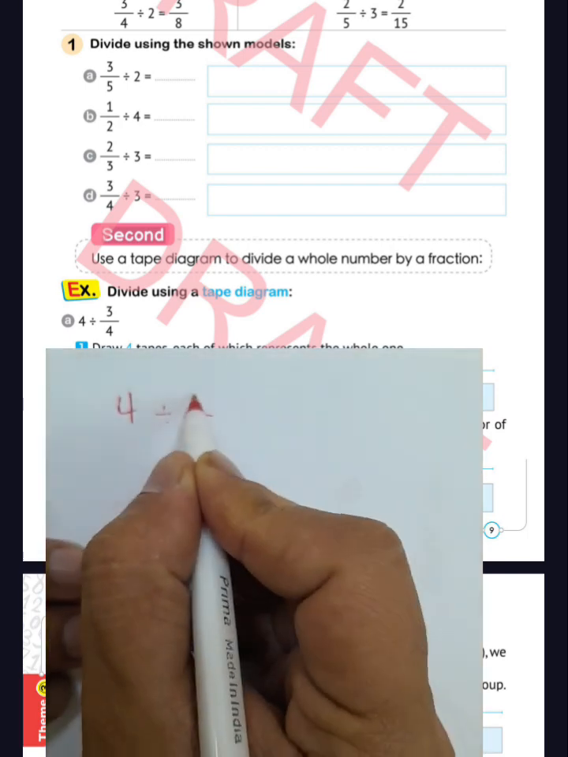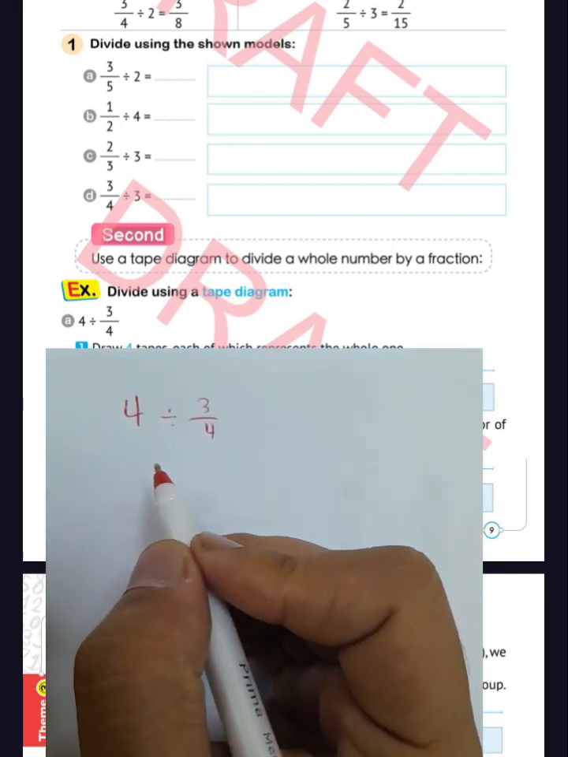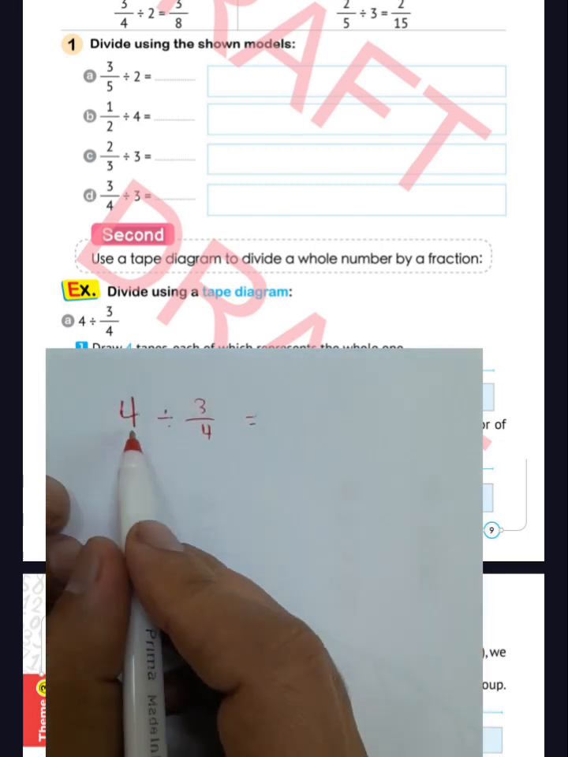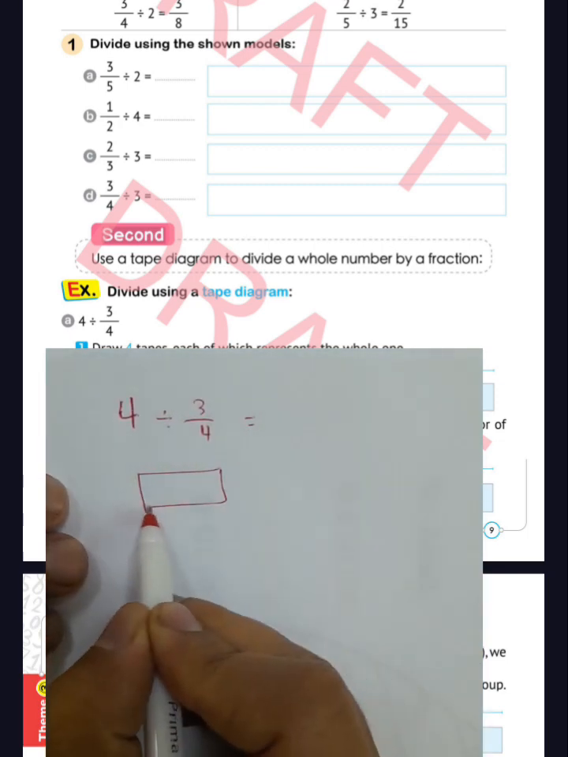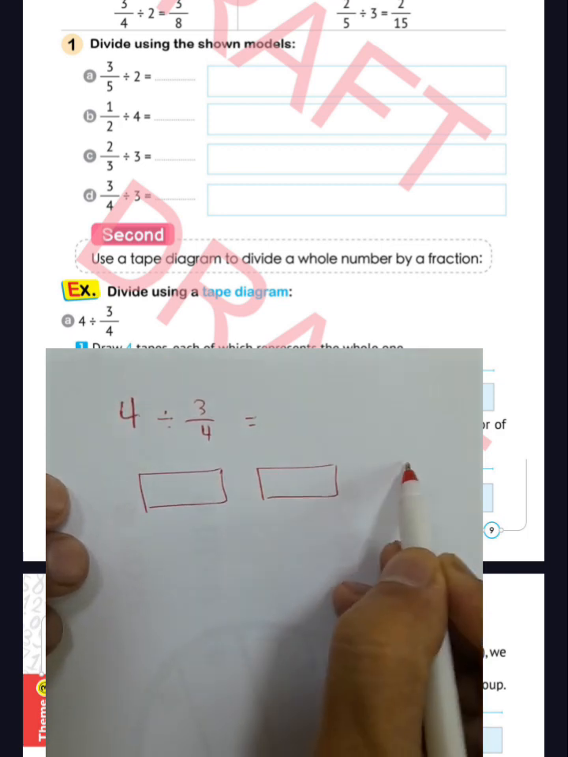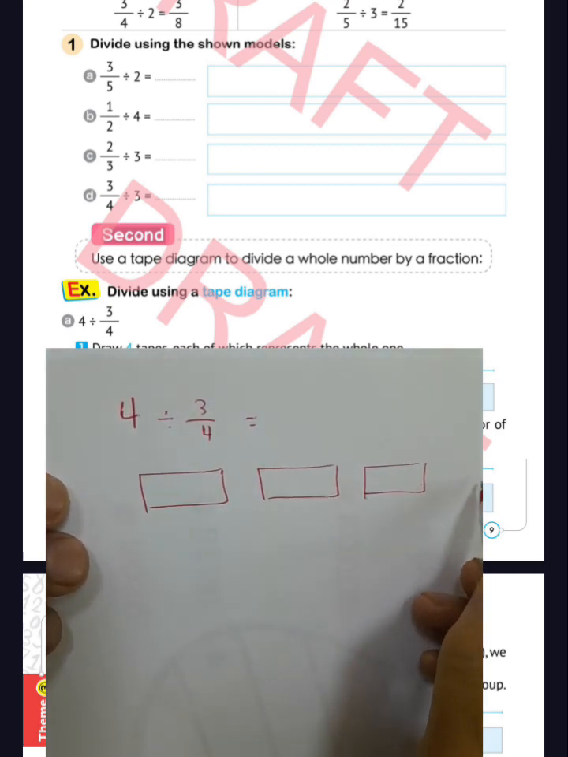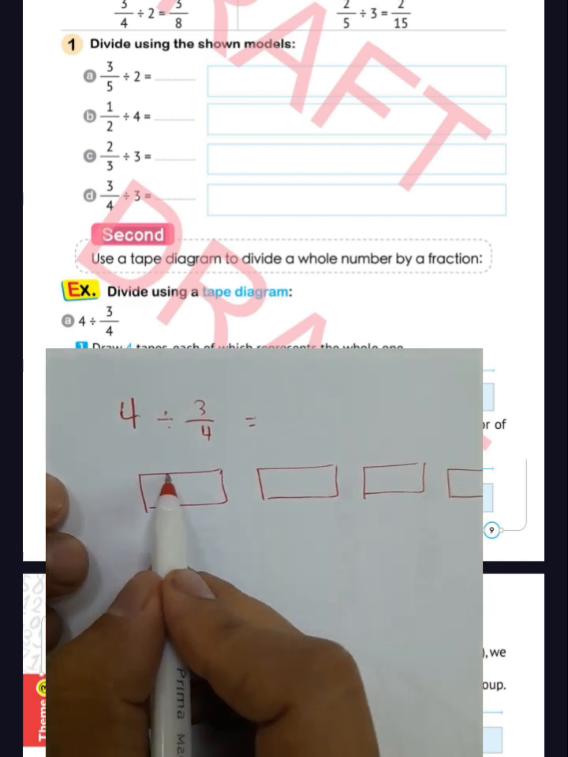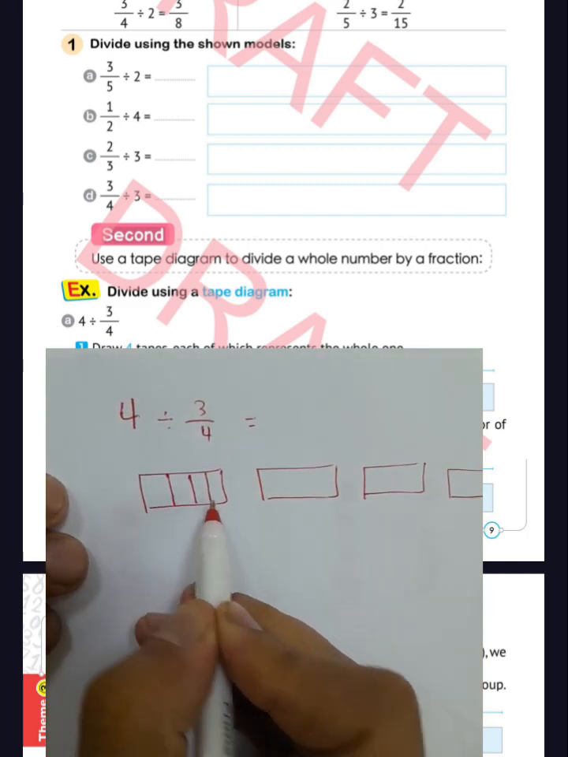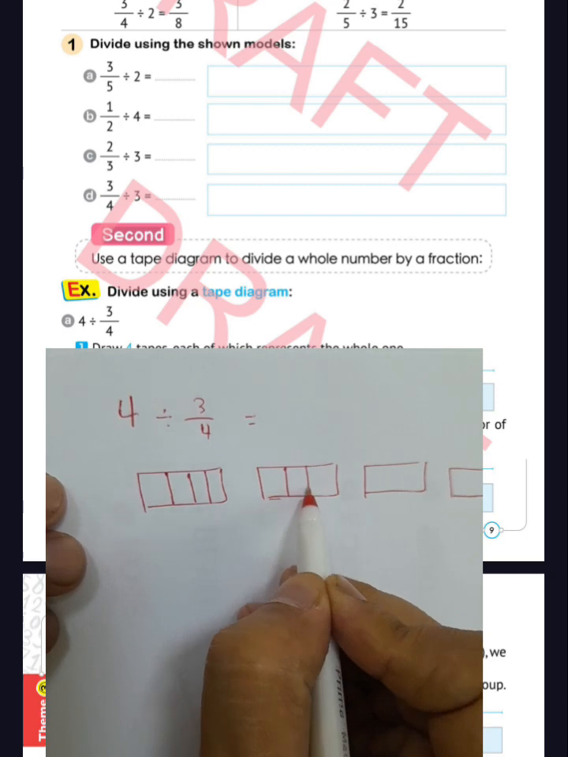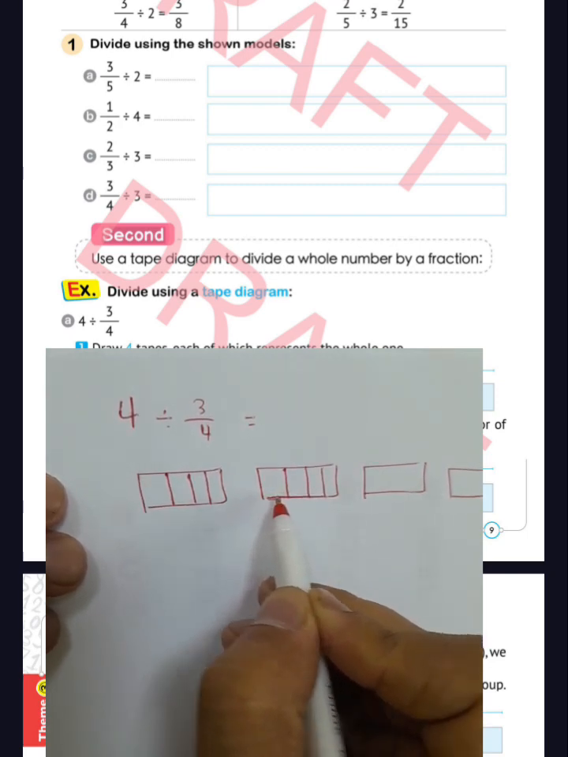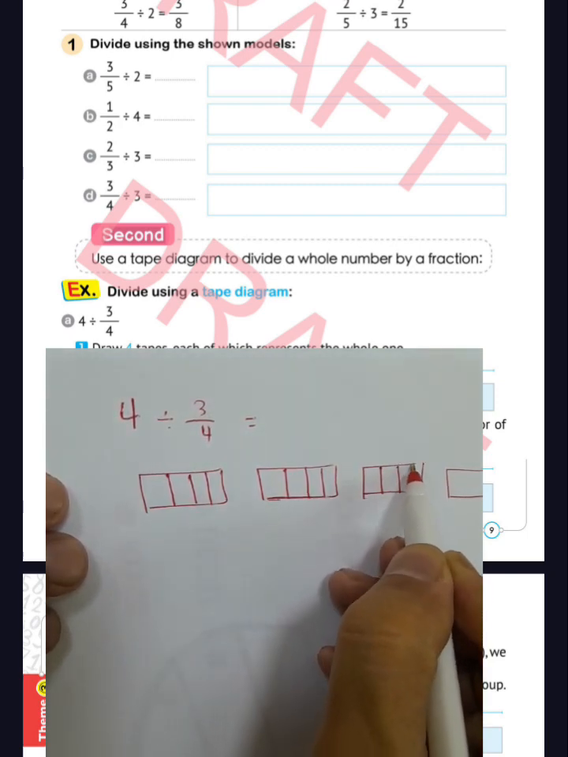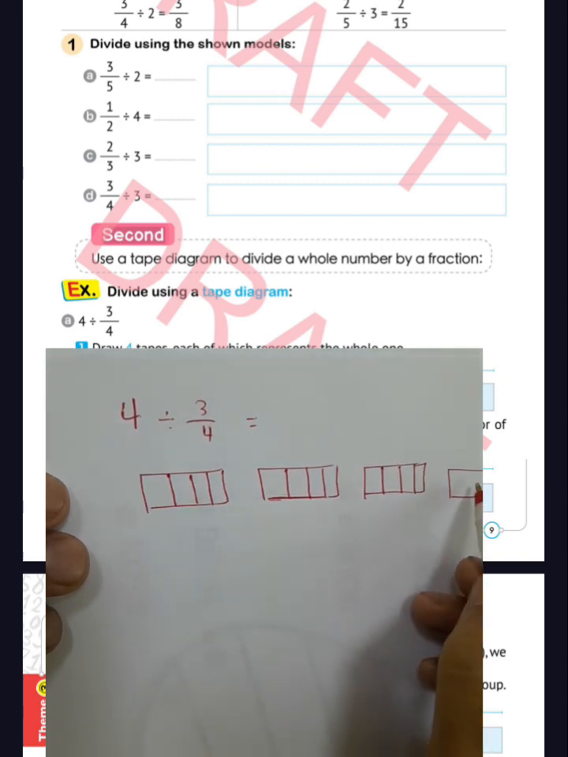4 divided by 3/4. We will draw 4 models: 1, 2, 3, 4. And each of them contains 4 parts: 1, 2, 3, 4. 1, 2, 3, and 4. 1, 2, 3, and 4.